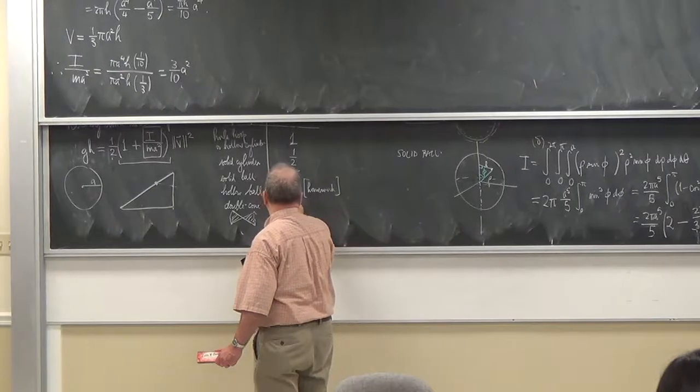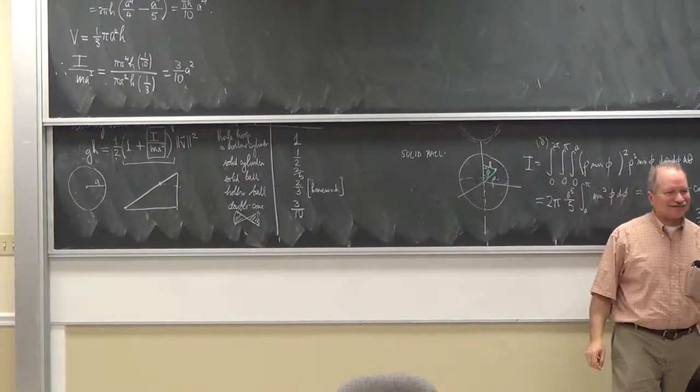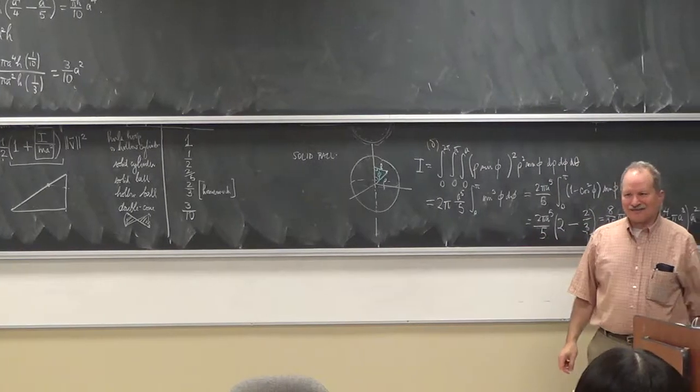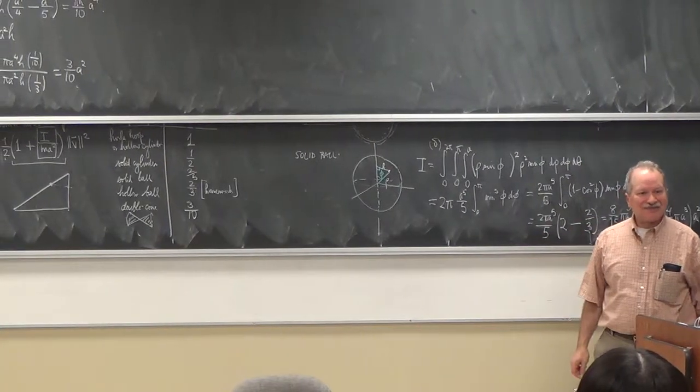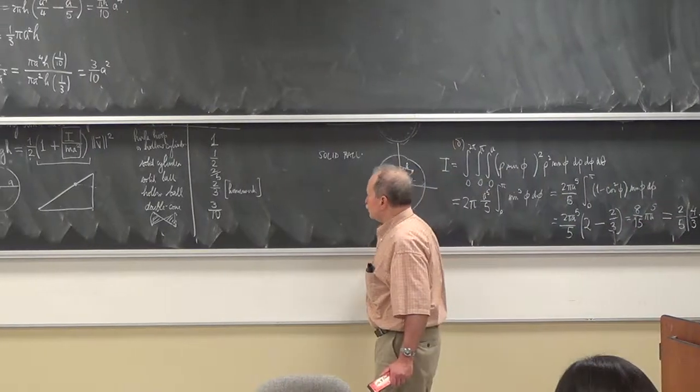We say that whichever object wins this race is definitively the fastest shape, or is there a fastest shape? I asked that question on Friday. And three, is that going to be 3 times a squared or just 3/10?